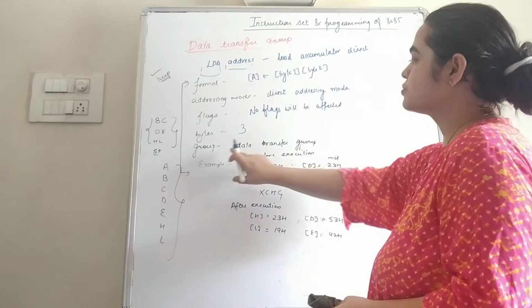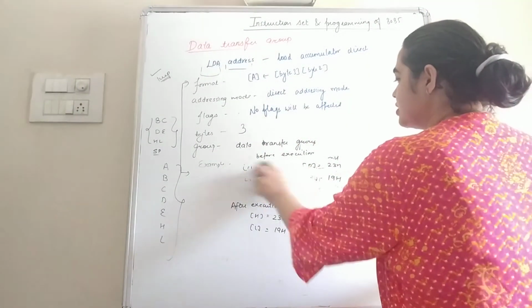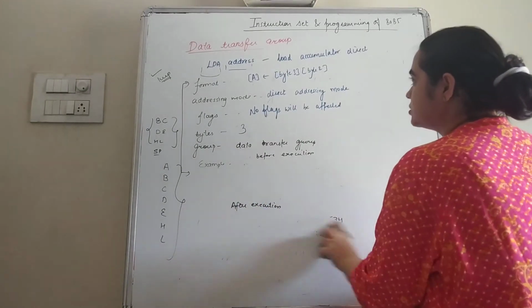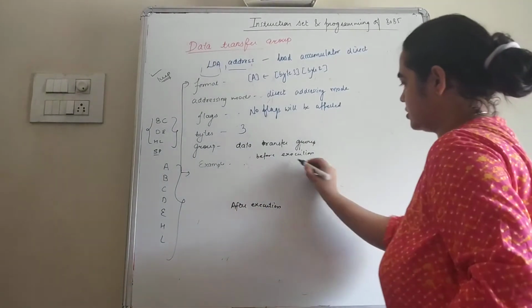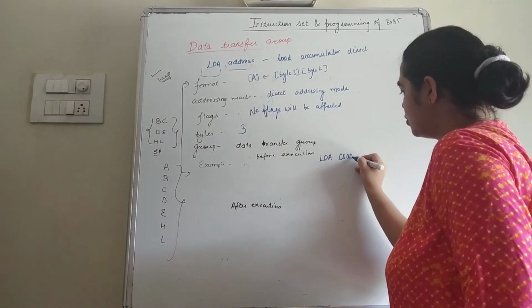Next is the group. The group of this instruction is the data transfer group. Now we can see the example. In the example, suppose we have an instruction that is LDA C00AH.